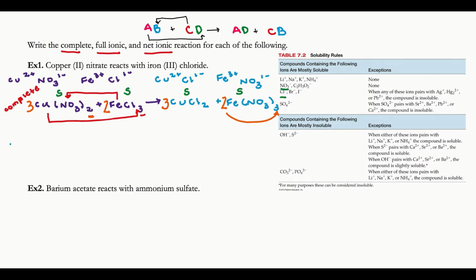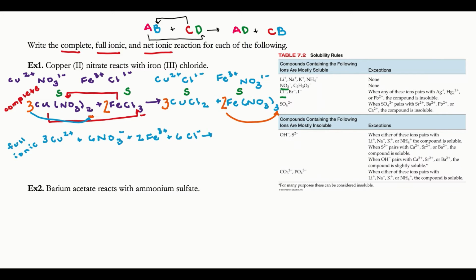So when I write out my full ionic, to break up my ions, I've got 3 copper ions. So 3 copper ions. Notice I'm going to get rid of the subscript for nitrate in a second. I have a total of 6 nitrate ions, so I'm going to just put 6 nitrates here. So the 2 goes out front now because I've got 6 nitrate ions. I've got 2 iron ions, so 2 Fe3 pluses. I've got 6 chloride ions, 6 Cl minuses.